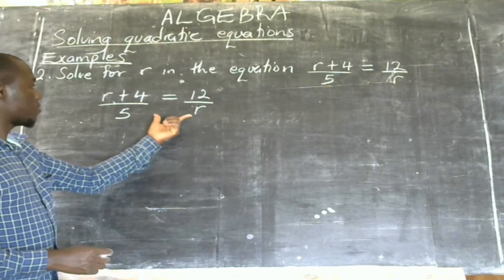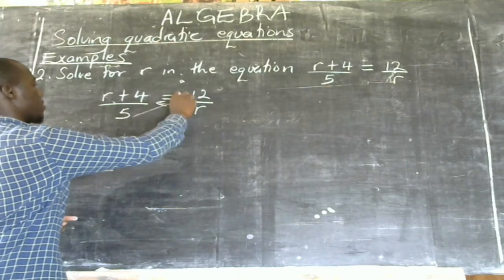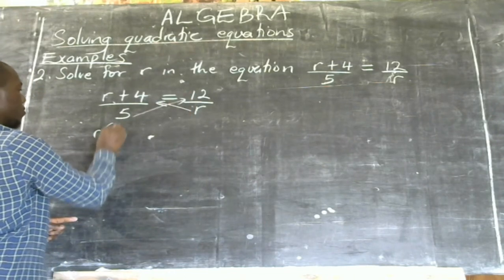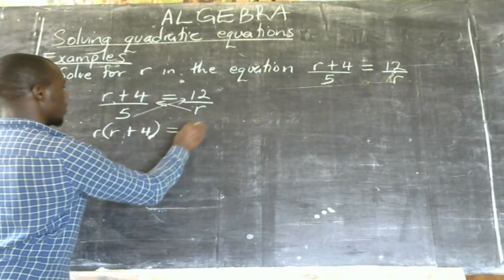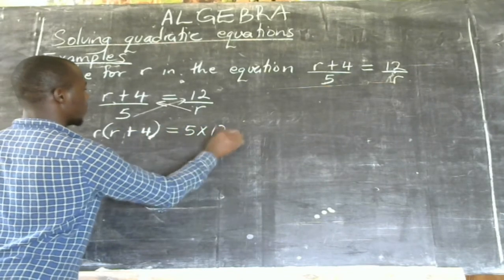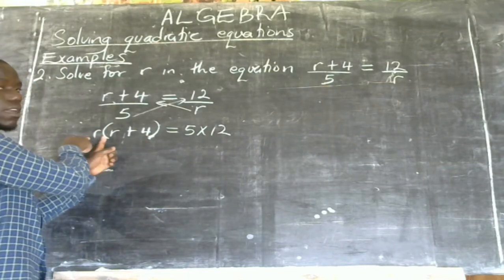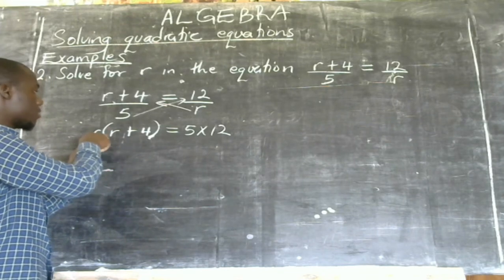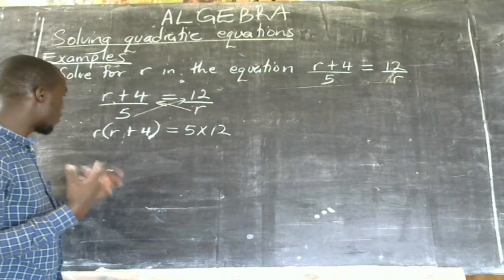Now I'm going to cross multiply. This will multiply that, then this will multiply that. The r into r plus 4 is equal to the 5 times. So when I put brackets and I put a figure outside here or a letter outside here, it means that this is multiplying whatever is inside the bracket. So don't get confused.